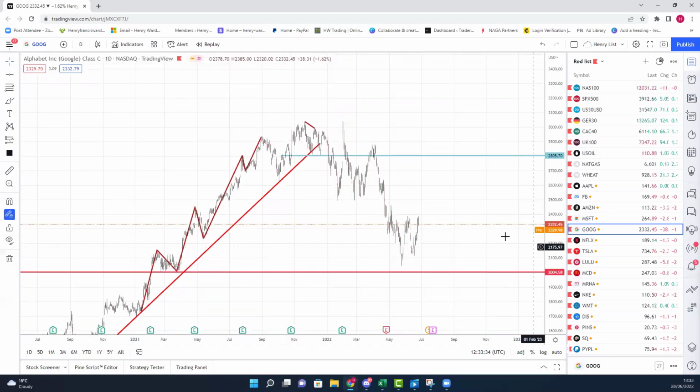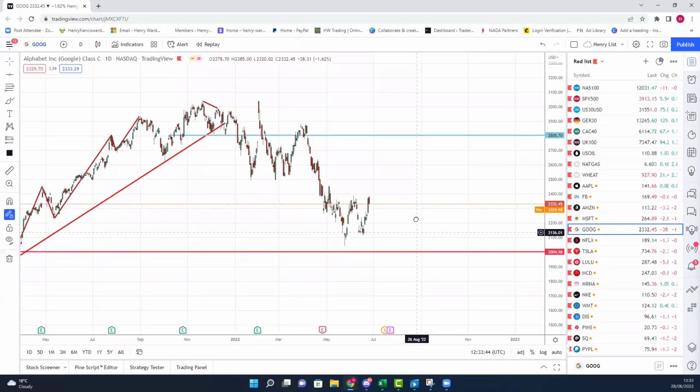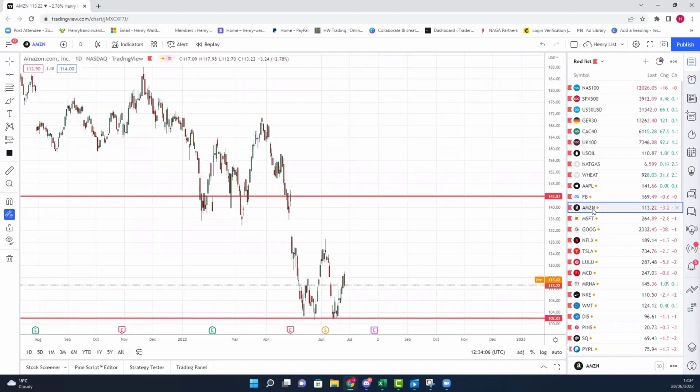Google had a pretty big drop, and it seems to have hit the floor around 2004. So there's an example. Say you have 2,332 quid for one share in Alphabet and Google. Whereas you can go to Amazon, which is bigger than Alphabet and bigger than Google, and you can buy one share for 113.